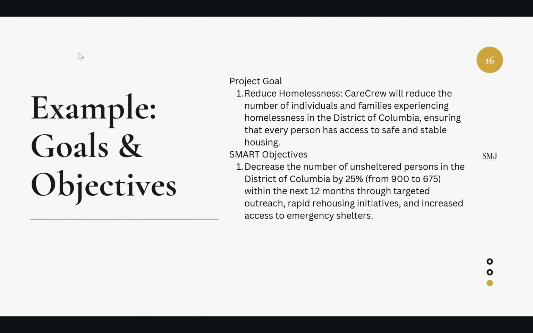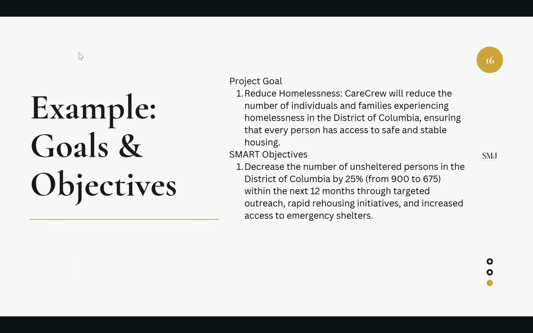So in this section, you want to have clear goals. They don't have to be complex or convoluted. It can be as easy as, we are working to reduce homelessness, and explaining how. So Care Crew will reduce the number of individuals and families experiencing homelessness in the District of Columbia, ensuring that every person has access to safe and stable housing.